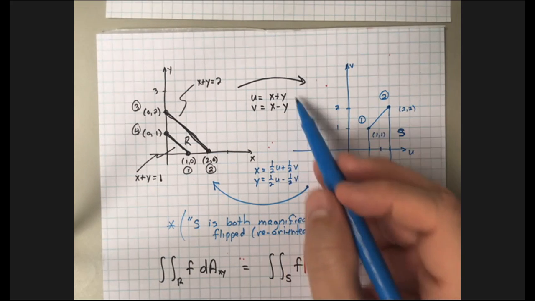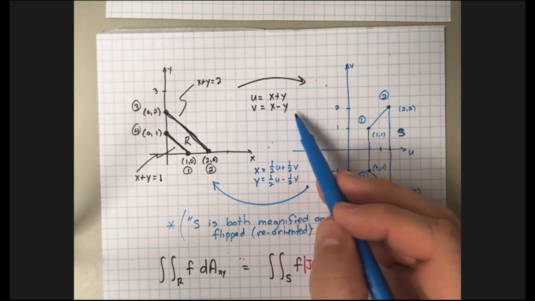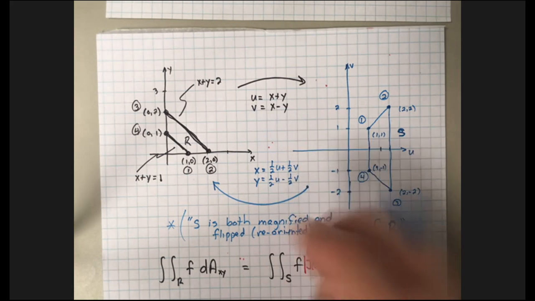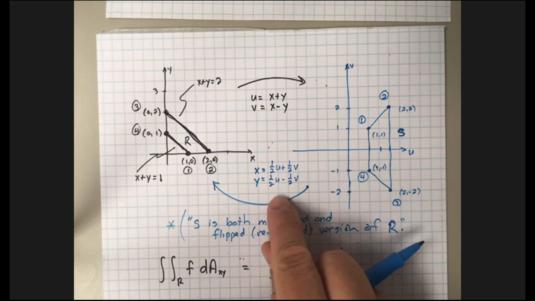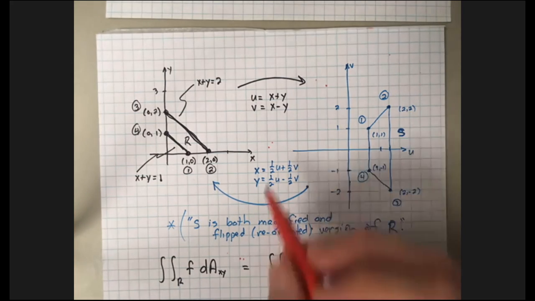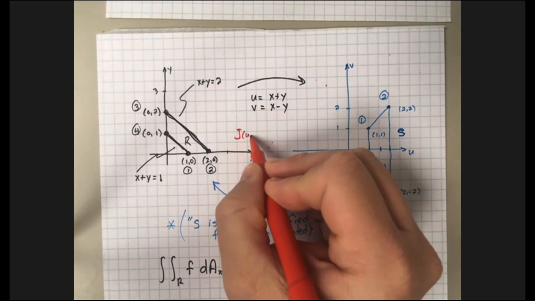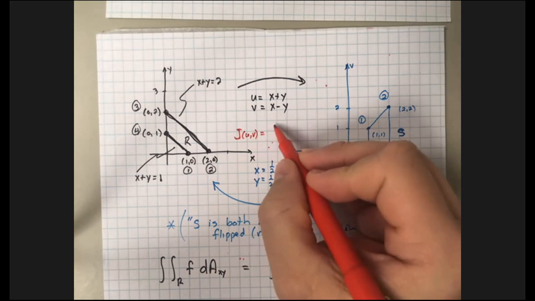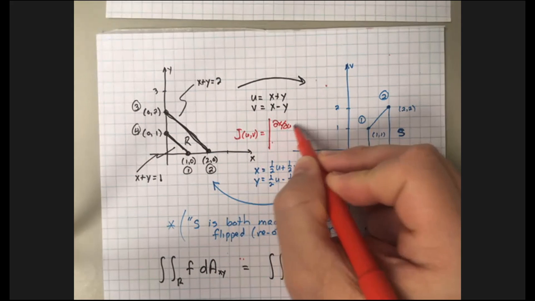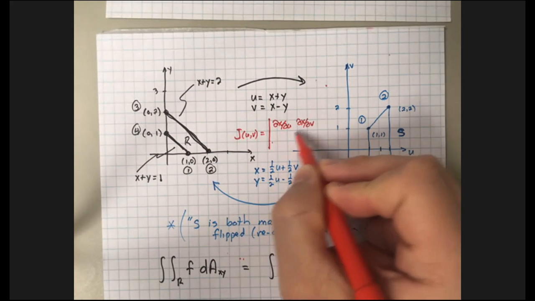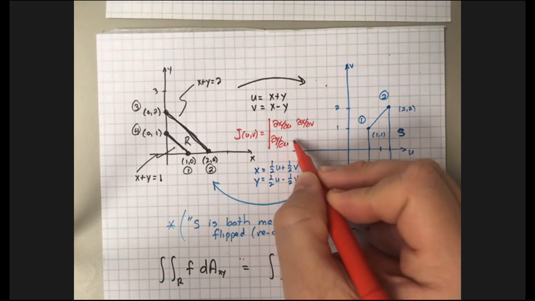This is what's called a linear transformation. Linear in terms of X and Y produces an inverse transformation. This is the inverse transformation, also linear in terms of U and V. And this is what I need to compute the Jacobian. When you say Jacobian of U and V, what you have is the determinant of partial X, partial U, partial X, partial V, partial Y, partial U, partial Y, partial V.